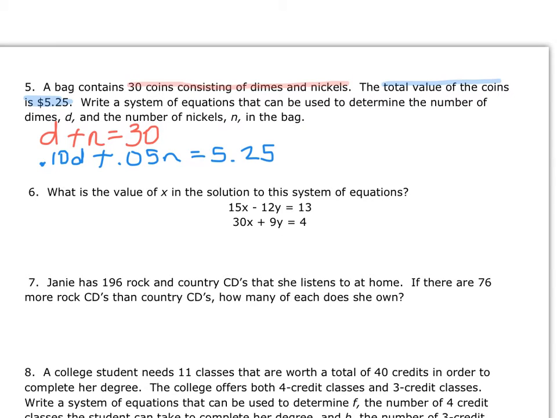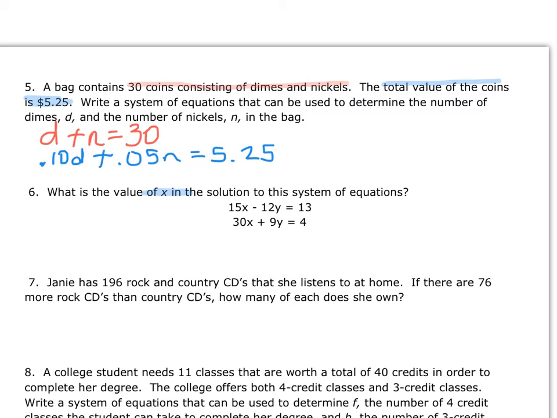Well, both equations are set up in standard form. So what method should I use? Substitution, elimination, or graphing? Elimination? Ooh, I like that because what does the question ask for? Does it ask for both? It just asks for x. So what could I eliminate so that I solve just for the x? Y. If I eliminate the y values, I get just the x, right?